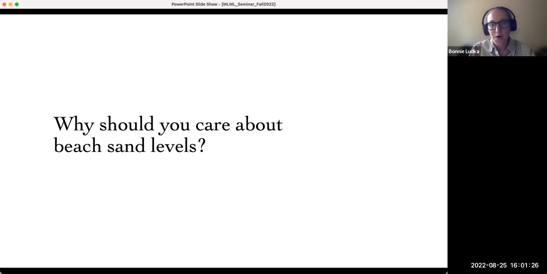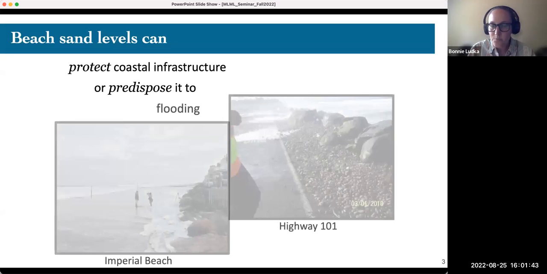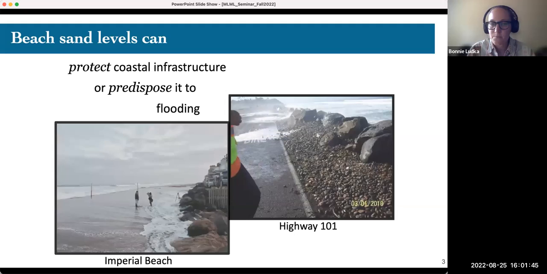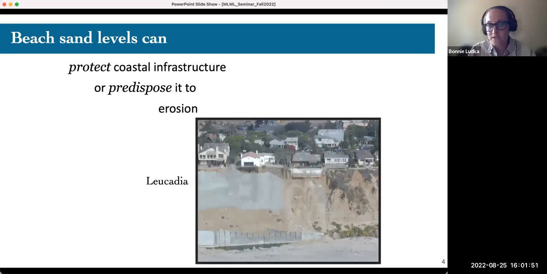Okay, so you all may not need so much motivation since this is a sort of coastally located ocean crowd, but just in case, why should you care about beach sand levels? Well, sand levels can protect or predispose coastal infrastructure to erosion. So for example, you have a narrow beach that allows the waves to undercut a cliff that can predispose the cliff to erosion. And in this case, the cliff failed and this home that was on top of it failed along with it.